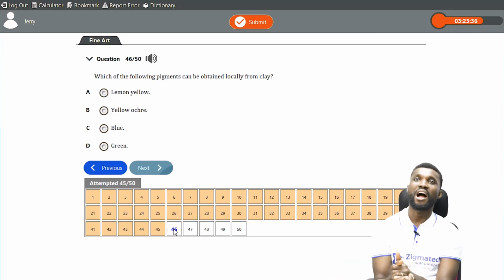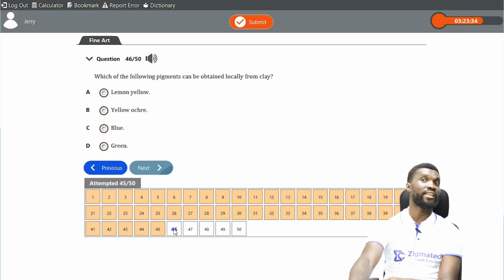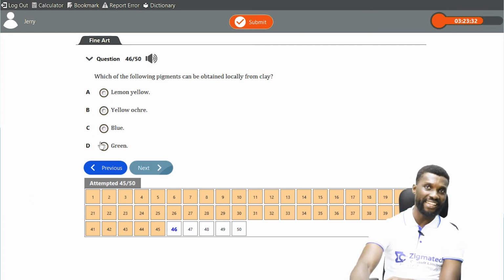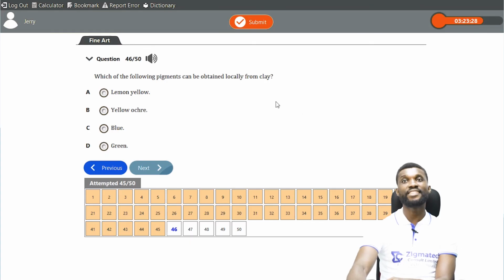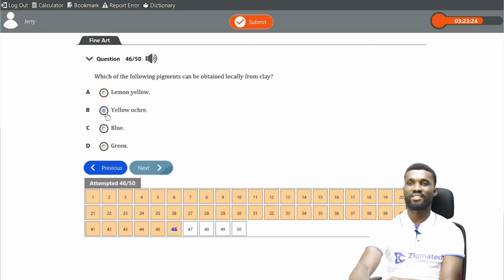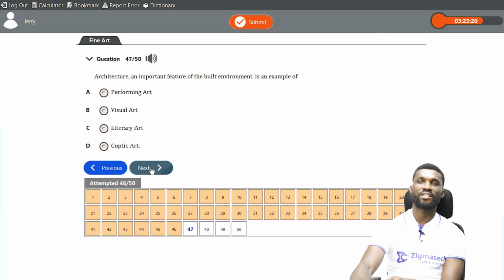So therefore, our answer for this question is not lemon yellow, it's not blue, it's not green, because clay is not green, clay is not blue, clay is not lemon, clay is yellow ochre. Or you can say it's yellow. Therefore, our answer to this question is what? B. Alright, so now let's go over to the next question.